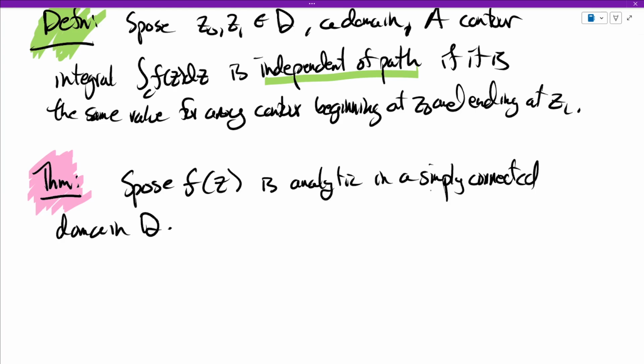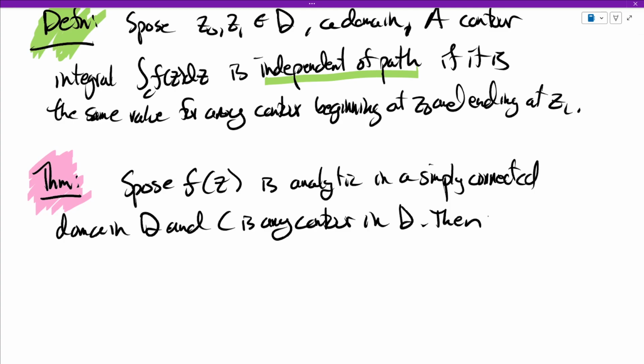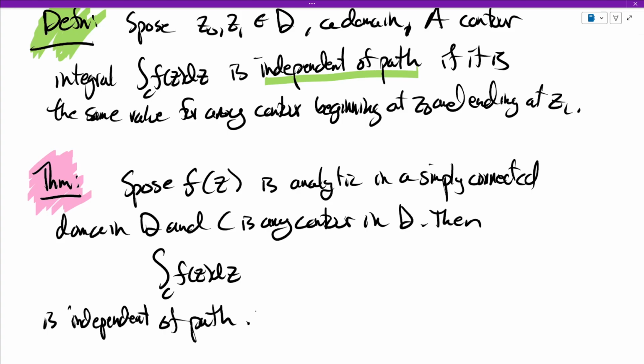But if you're simply connected and C is any contour in D, then the integral over C of f of z dz is independent of path. So you can take any contour you want as long as you remain in D, which is wild. So this is further saying that analytic is a very strong condition to put on a function.